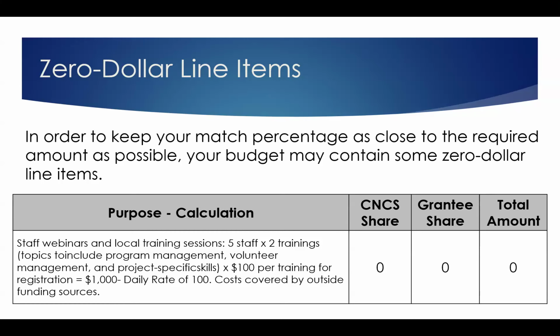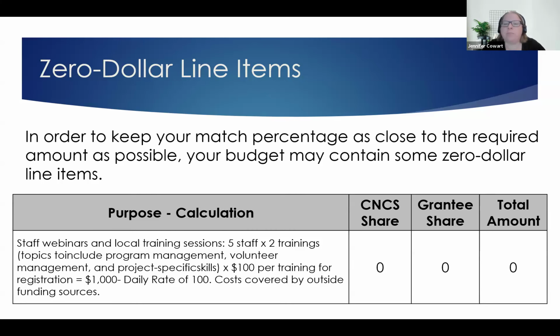Great questions. Quick question. So could you do that in the grantee share for, say, staff costs to keep your match low? Yeah, you can. So you could say staff at 90%, Corporation for National Service covers 50%, our costs covered by outside funding sources and not reported as match, just to keep our number low?